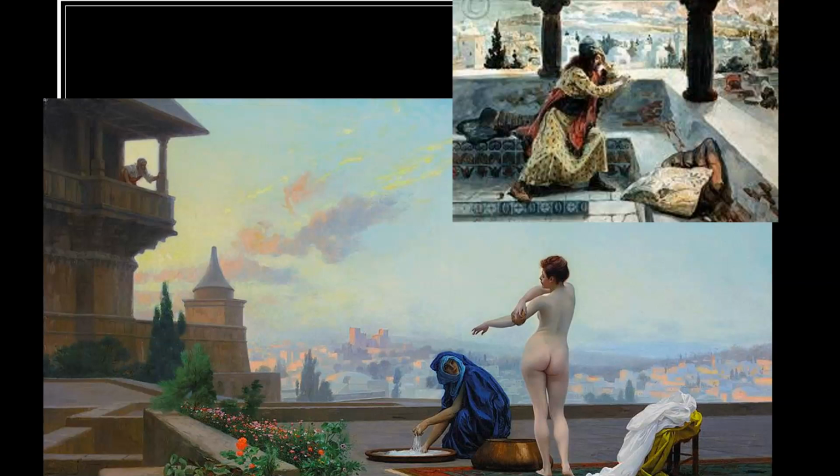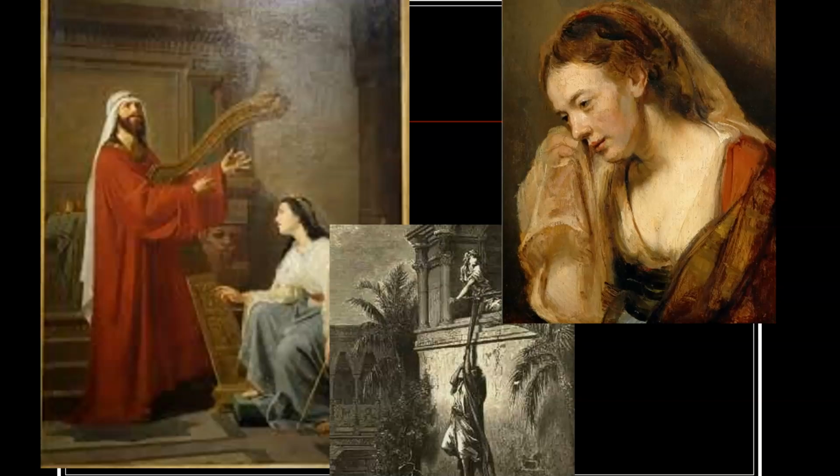This character is present solely to move the plot forward. An example of this type of character would include Bathsheba in 2 Samuel chapters 11 and 12, where David sends for her and has an affair with Bathsheba. She has few, if any, lines. She does not have a motivation of her own. She merely is there as the object of David's action.